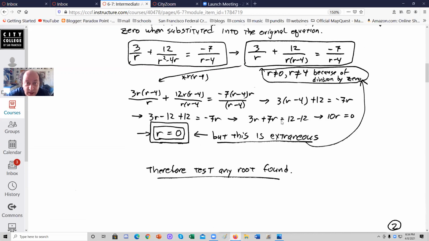So in these rational equations, you have to test any root that you find just to make sure you don't wind up with a division by 0.